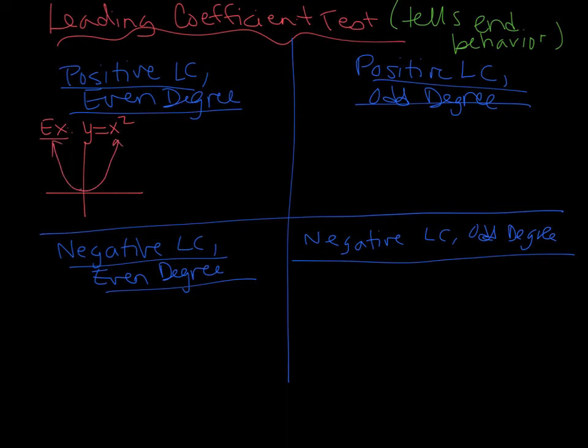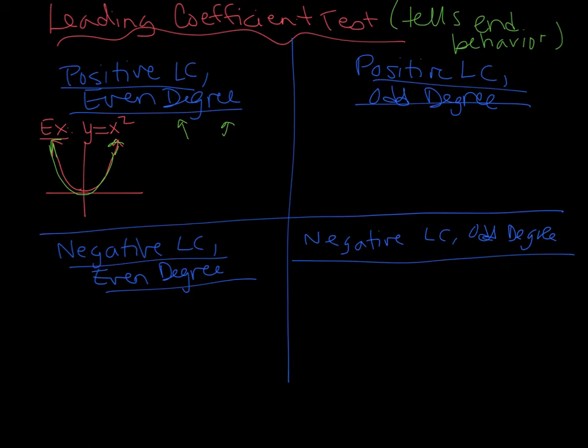And actually, anything with a positive leading coefficient and an even degree is going to have the same end behavior as y equals x squared. Sometimes you're going to see it listed as "up and up" because each end goes up. So it looks like that. That's going to be our end behavior there.